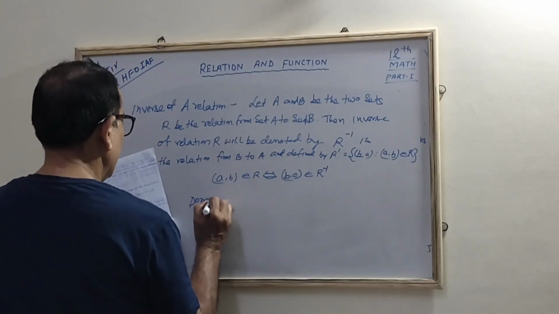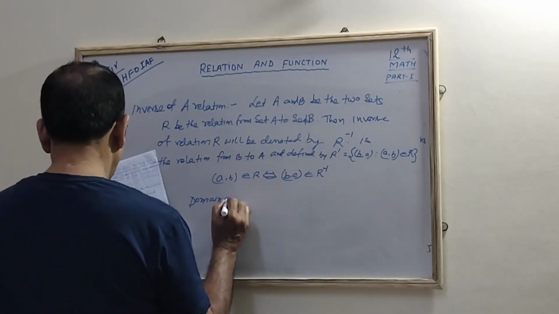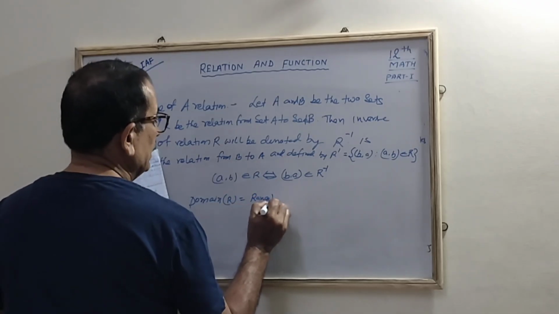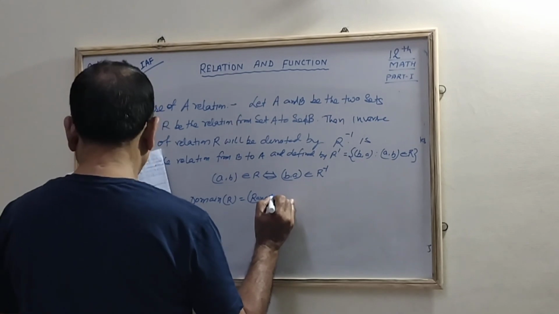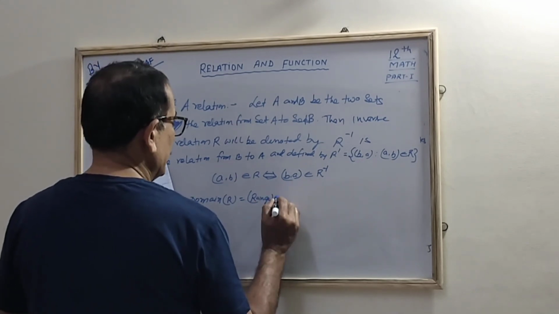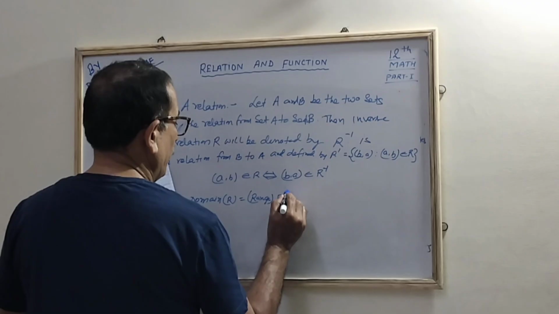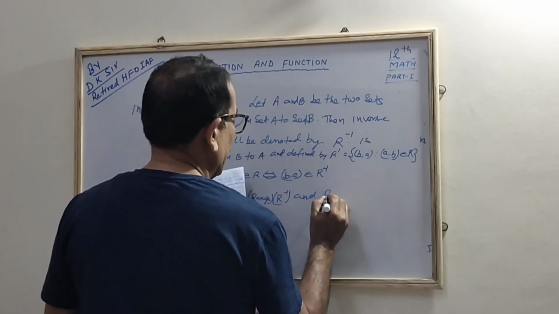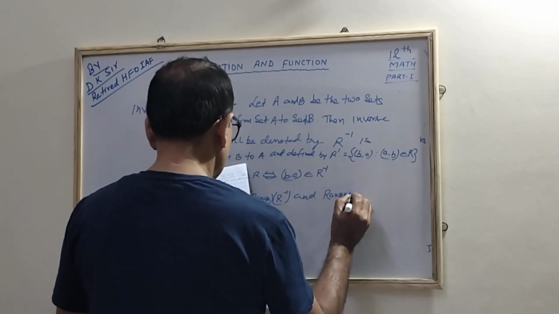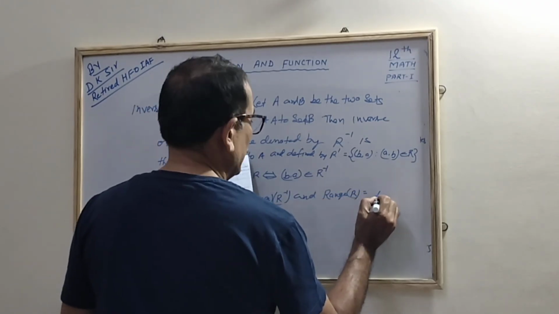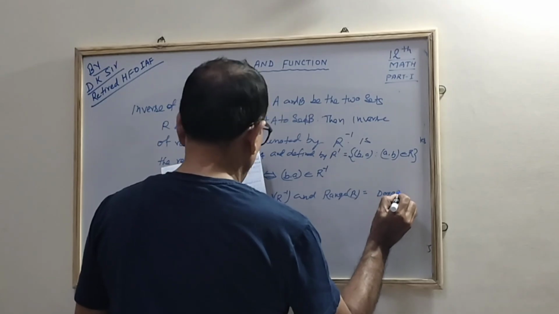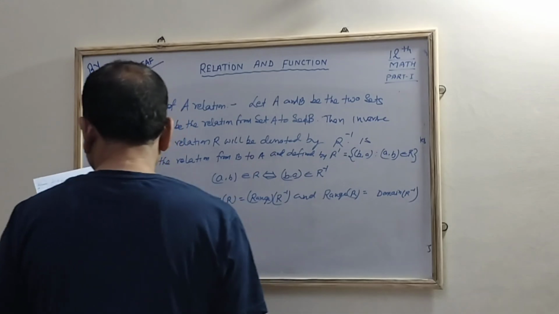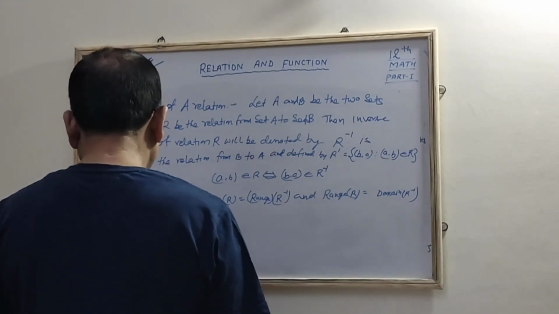What we find is that the domain of R is equal to the range of the inverse, that we can write like that: range of R to the power minus 1. Correct? So it will be the opposite, and the range of R will be equal to the domain of R inverse. That is the way we can find it.